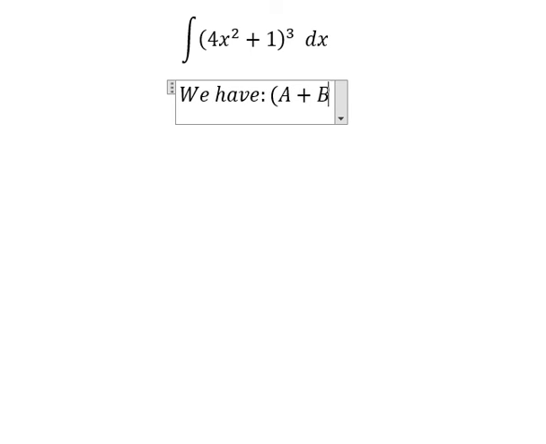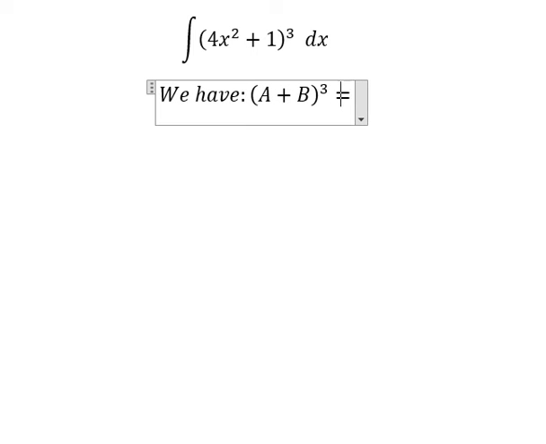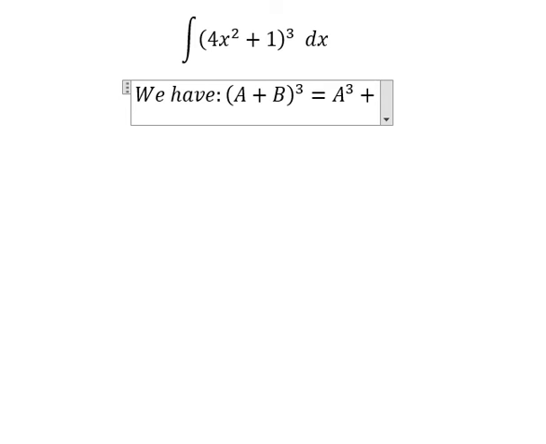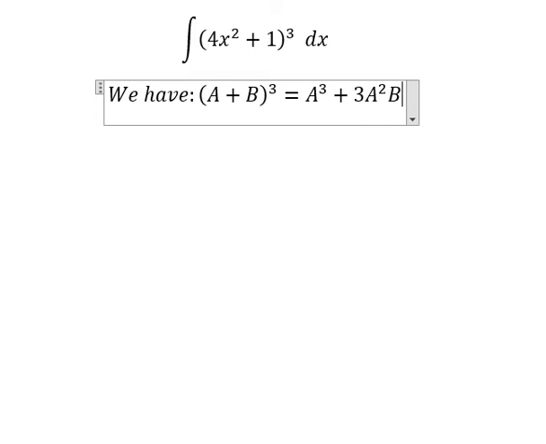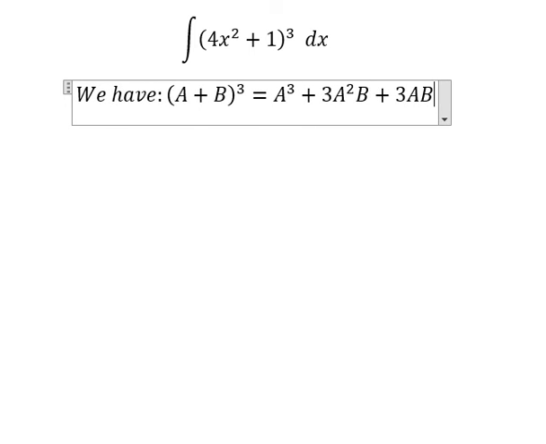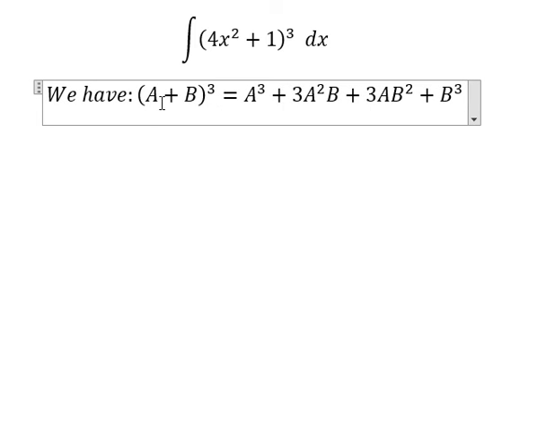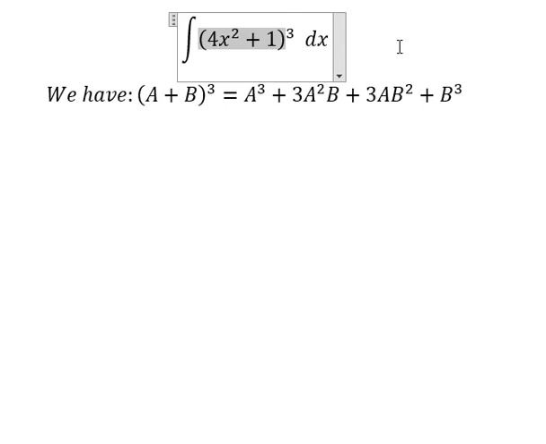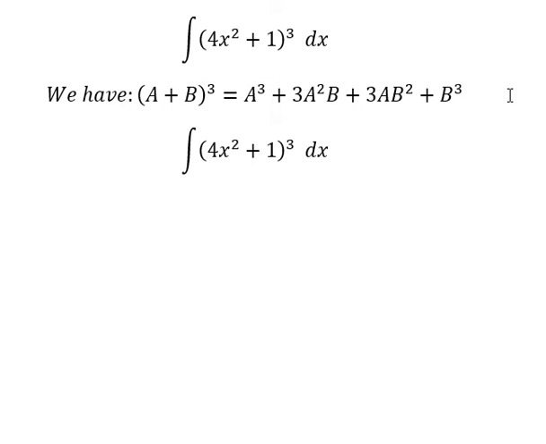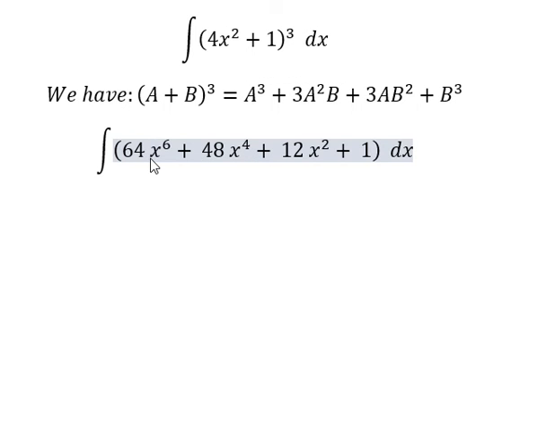So (a + b)^3. You get a^3 + 3a^2b + 3ab^2 + b^3. So we can apply this formula for this one in here. So we need to expand this one, and you will get it like this. Now we apply the formula in here.